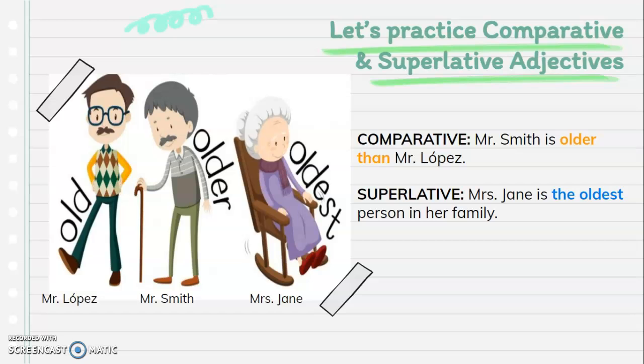For example, if we take a look at this picture, we can see that Mr. Lopez is old, but Mr. Smith is older than Mr. Lopez. And Mrs. Jane is the oldest person in her family.